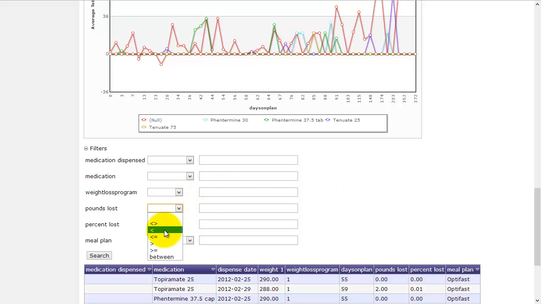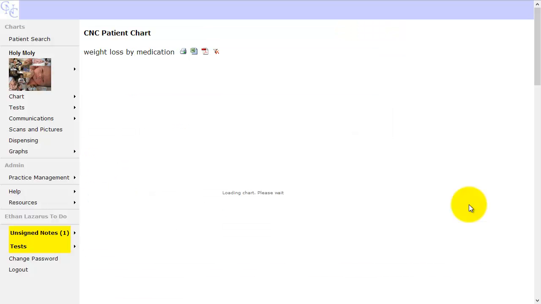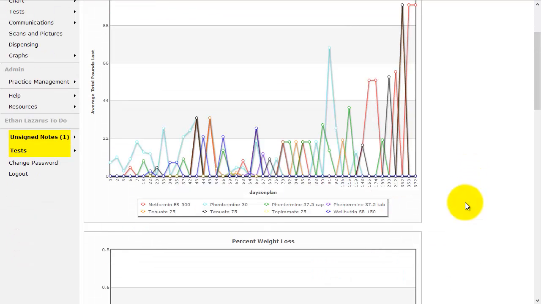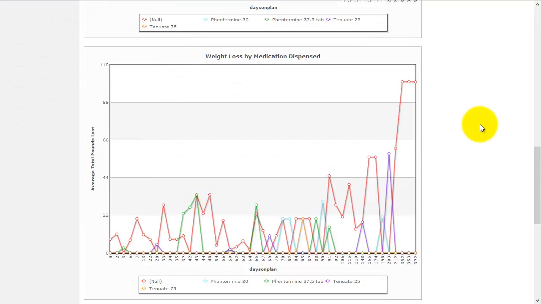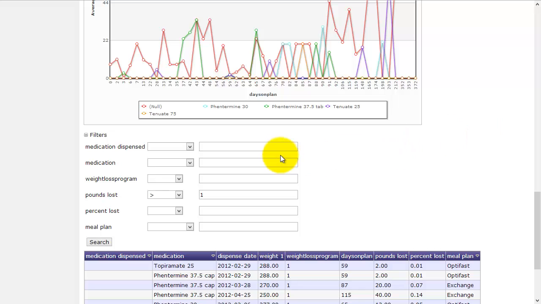We could filter this down just to people that lost weight, which will eliminate a lot of the data points. Or we could filter it down by meal plan or weight loss program, or which medication we're using. So we could say medication contains phentermine, and that'll just show you the different patients that are on phentermine.